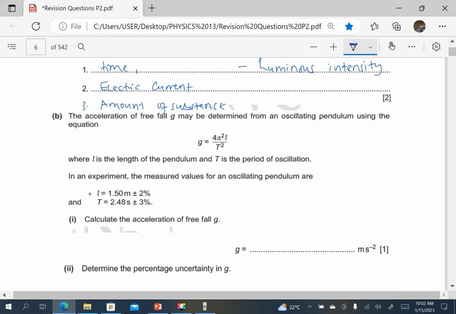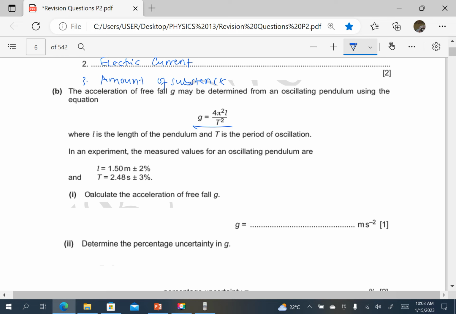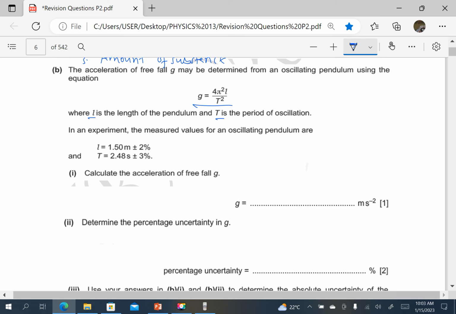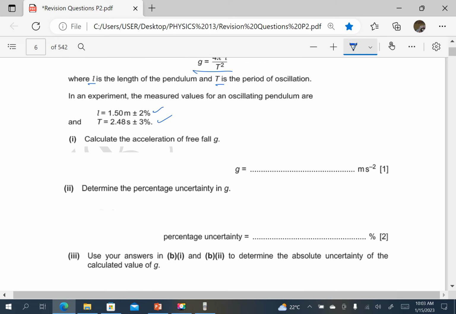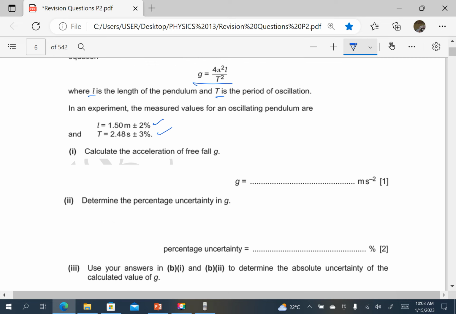The acceleration of free fall g may be determined from an oscillating pendulum using this equation. L is the length of the pendulum and t is the period. In an experiment, the measured values for an oscillating pendulum are given here. We have L and we have t. Calculate the acceleration of free fall g. So we just substitute. So g is going to be 4 pi squared times the value of L, which is 1.50 meters, divided by t squared, which is 2.48 squared.